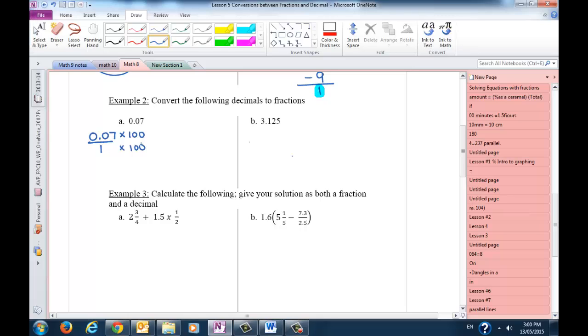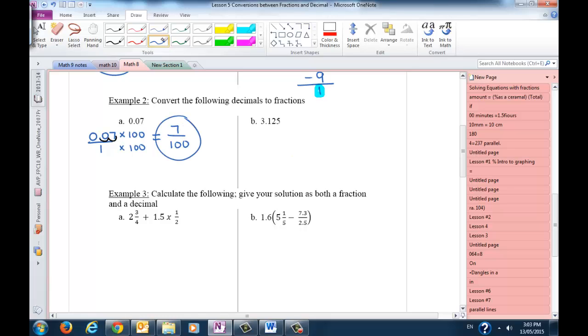So 0.07 multiplied by 100 is just 7. I'm moving this decimal over 1, 2 times. So I get 7. On the bottom I have 1 multiplied by 100, which is 100. I always want to check to make sure that my fraction is in the most simplified form, and in this case, because 7 is prime and 100 is not divisible by 7, I am finished.